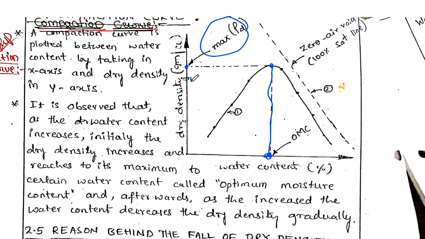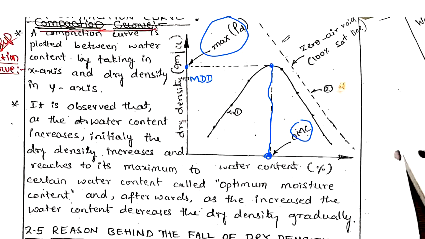So this is called MDD, that means maximum dry density, and this point is going to be called the optimum moisture content. So this is what I wanted to explain.